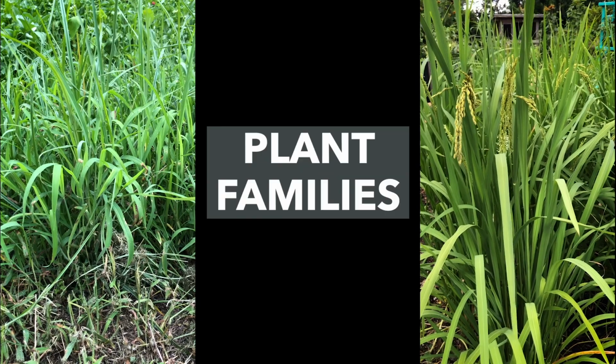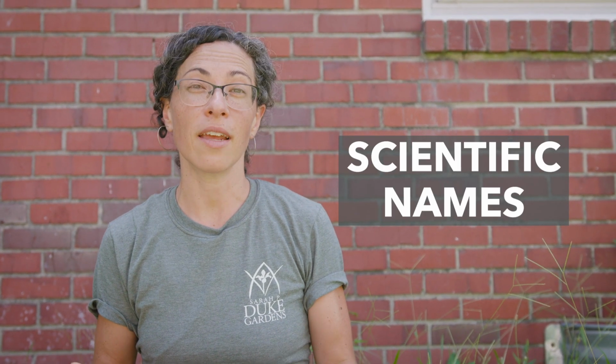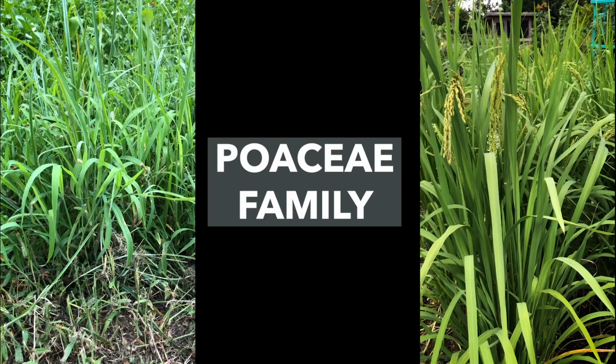Before we answer that question, let's review another botany term. Did you hear me say plant family? Scientists put plants that have things in common with each other into groups called plant families. And they use scientific names for the plant family and for the names of each different plant. A scientific name is the same name that scientists all over the world use, no matter what language they speak. The scientific name for the grass family is the Poaceae family.